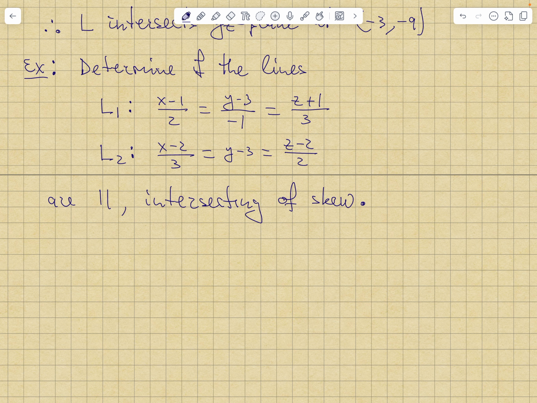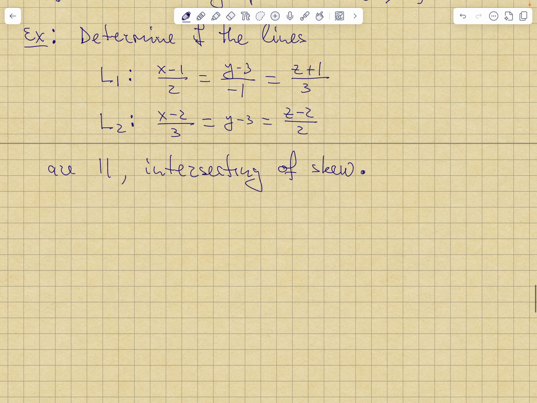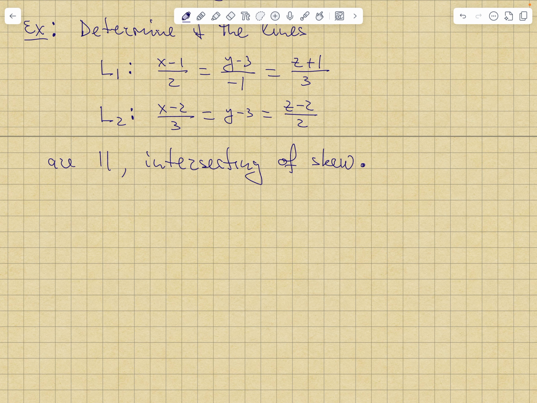Okay, I already answered a similar question before. The lines would be parallel if the vectors along them are parallel to each other. If I've given you two equations of lines in symmetric form, again, I can use the denominators to find vectors parallel to my lines.